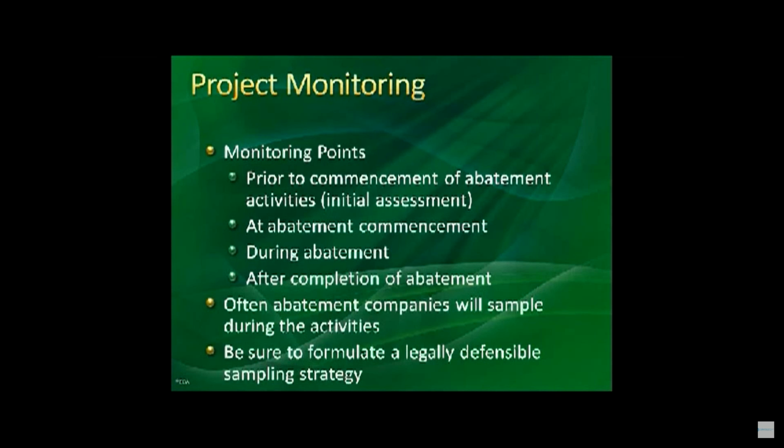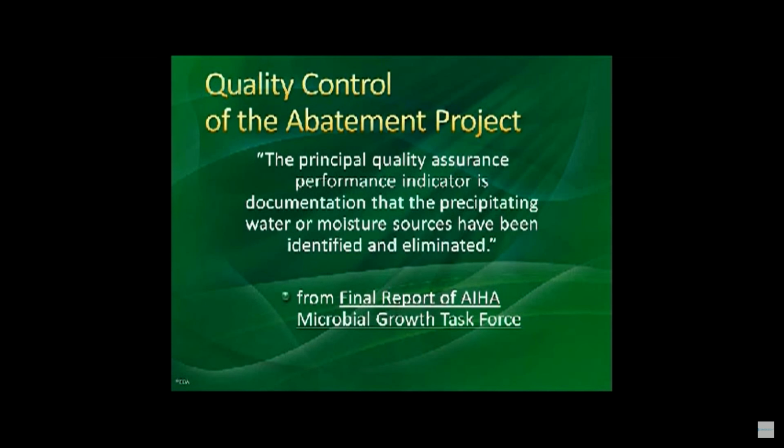In an abatement project, the AIHA, the American Industrial Hygiene Association, even states that the Quality Assurance Performance Indicator is documentation that the precipitating water or moisture sources have been identified and eliminated. ACGIH, IICRC, they all state you must get the moisture issue under control before you do the remediation.